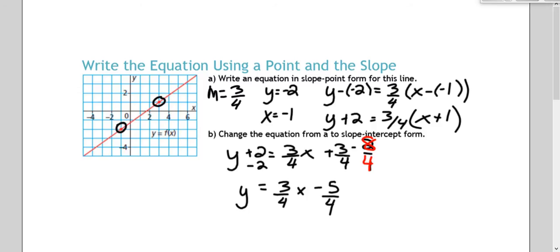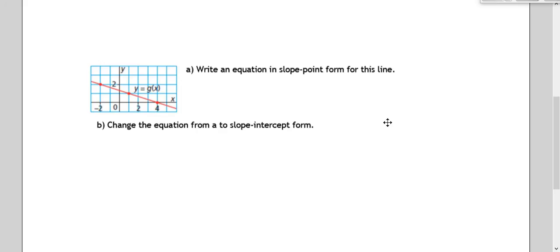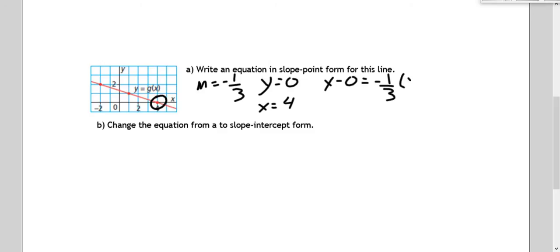Let's do the next one here. Write an equation in slope-point form for this line and change the equation to slope-intercept form. So in this case our slope is -1/3. And I'm going to use this dot right here, because y is equal to 0 and x is equal to 4. So that would be y minus 0 is equal to -1/3 (x minus 4). So y is equal to -1/3 (x minus 4).